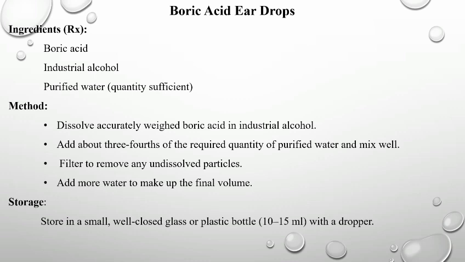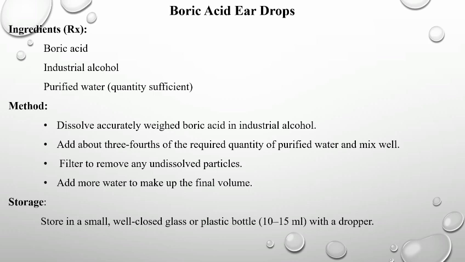Now, let's see an example for ear drops. That is boric acid ear drops. The ingredients used for the preparation of boric acid ear drops are boric acid, industrial alcohol, and purified water. First, we have to weigh the boric acid and mix it with industrial alcohol. The boric acid should be completely dissolved in the industrial alcohol.